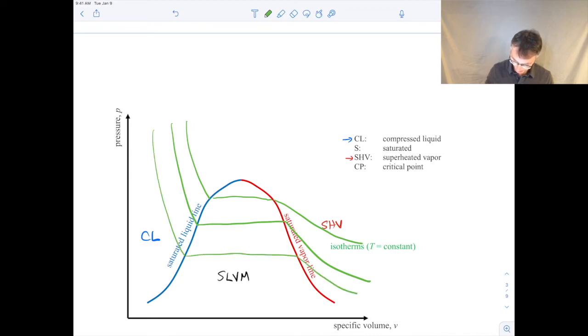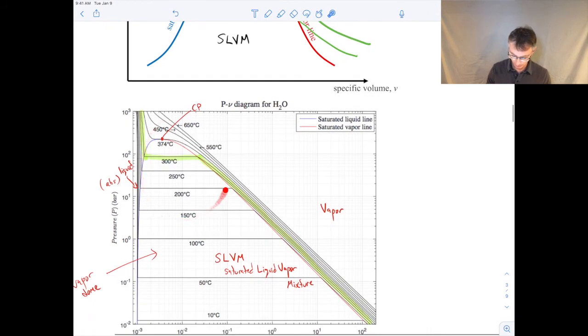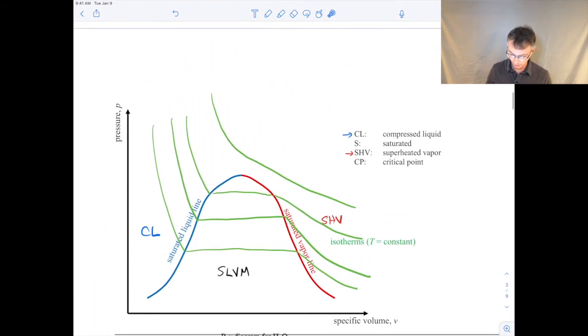Again, these are not to scale. And then let me draw one up here. These are not to scale. To scale, it's down here. This is what it really looks like to scale down here, but this is just a sketch.